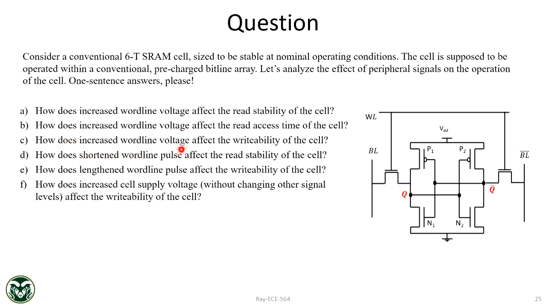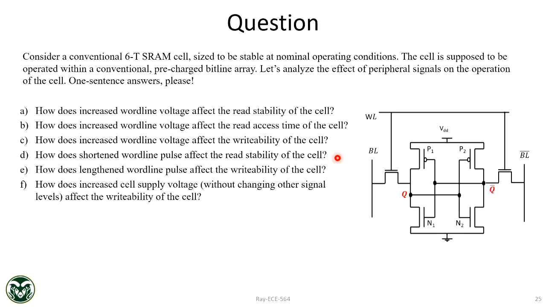How does increased wordline voltage affect the writability of the cell? Will it be more writable? Write stability will increase, because wordline voltage will make this access transistor strong, and that is what you need for writing. You need a stronger access transistor. How does shortened wordline pulse affect read stability of the cell? More stable, because the longer you keep wordline on, this tripping can take place.